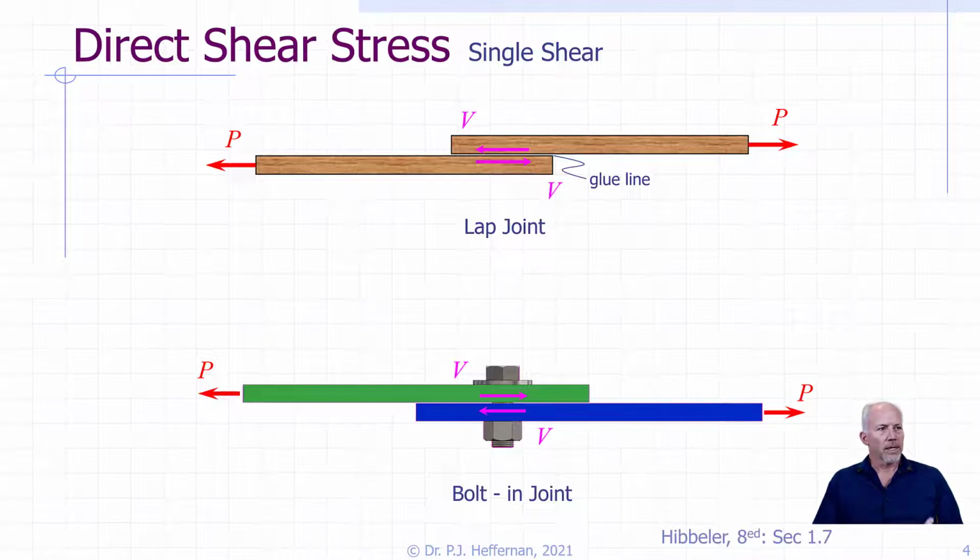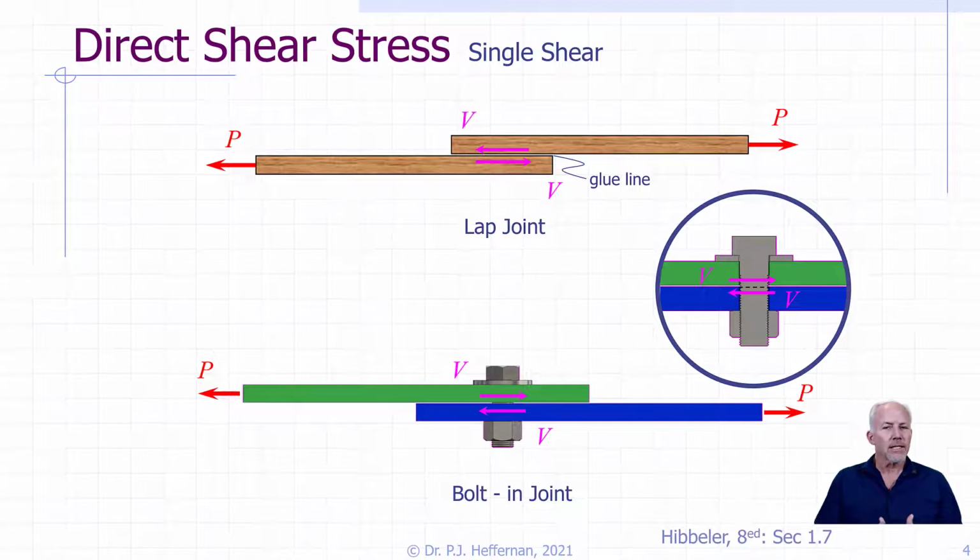Now, it was fairly obvious in the glue line that the glue line covered the entire area where the two boards came together. In the bolt, if we look very closely, we see it is the cross-sectional area of the bolt itself that is resisting the shear force in this case.